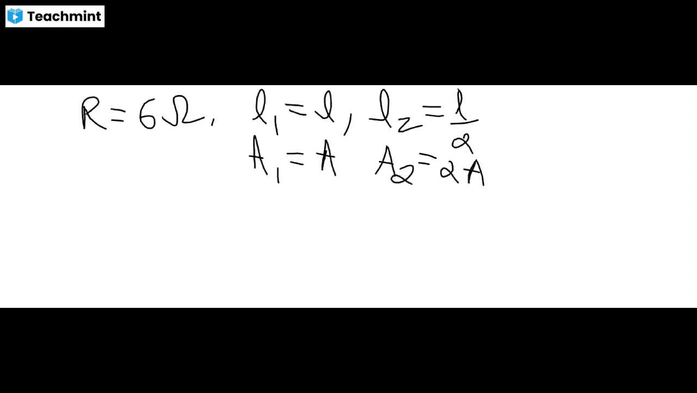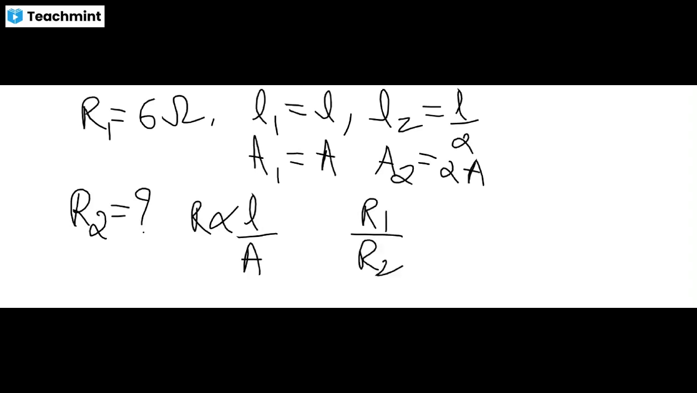Then how do you calculate R2 here? R1 is 6 ohms, you should calculate R2. What is the relation we have? R is directly proportional to L by A. Now R1 by R2 is equal to L1 by A1 into, when you take the reciprocal, A2 by L2. Then substitute the values given and calculate the value of R2.